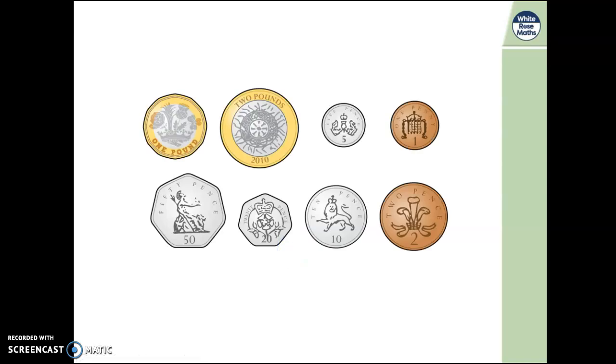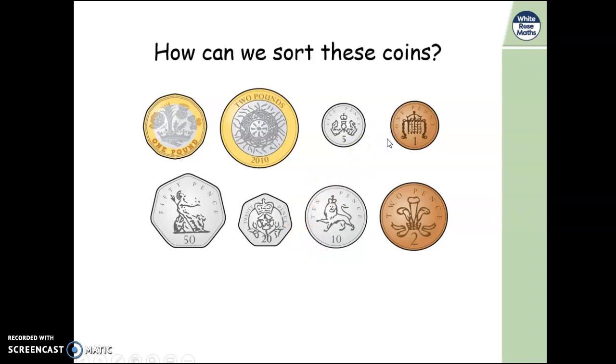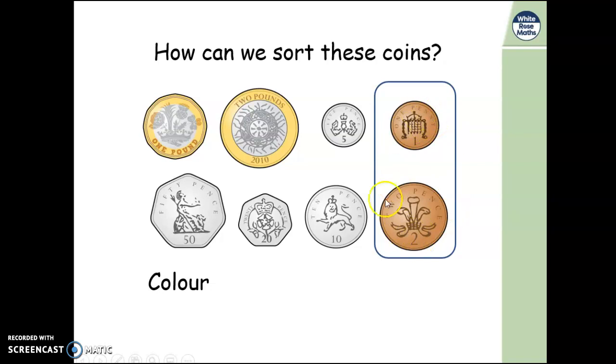So here we have the English coins. How can we sort them? We could maybe look at their colour. So we've got some sort of coppery, browny colours there. We've got some silver ones there. And we've also got some gold there, haven't we, as well?